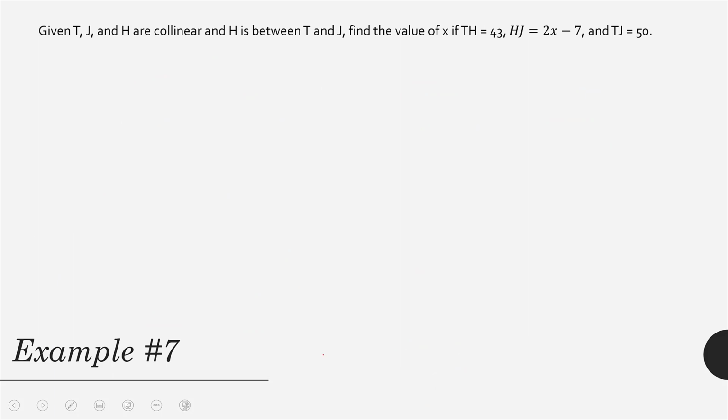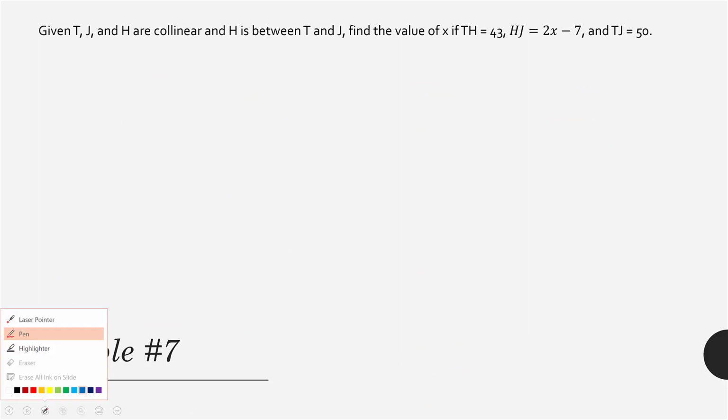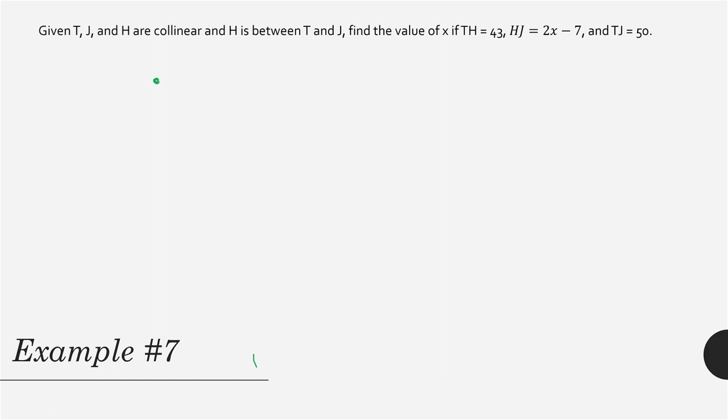Okay, let's draw this problem out together. T, J, and H are collinear. That means they're on the same line. And H is between T and J. So that means H is somewhere in between them, okay? Not necessarily in the middle or anything, just somewhere on that line.